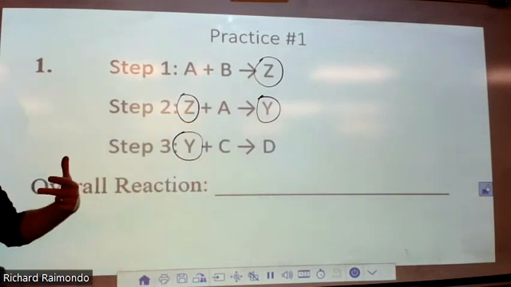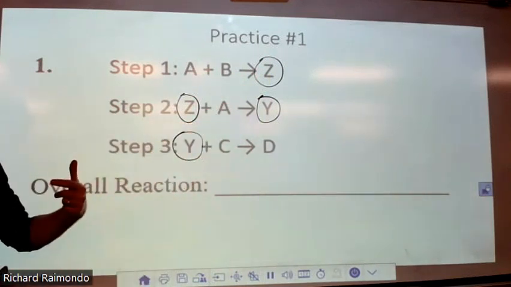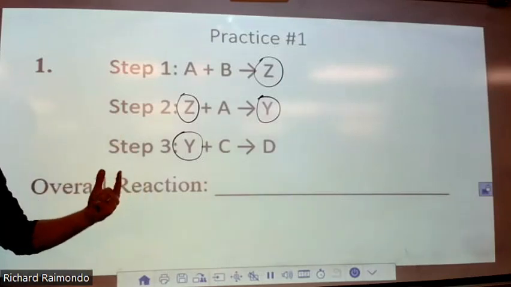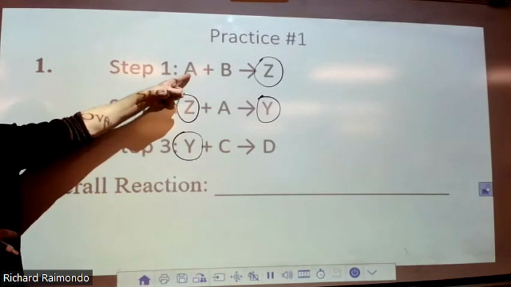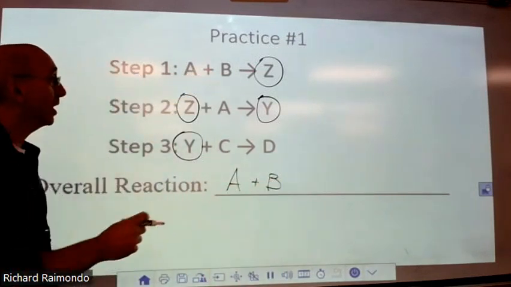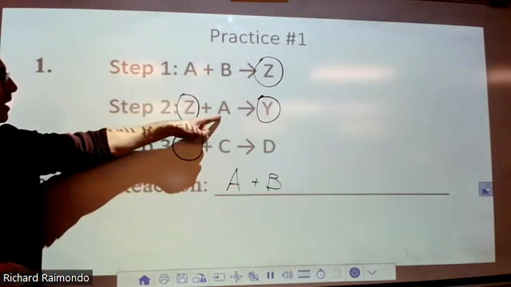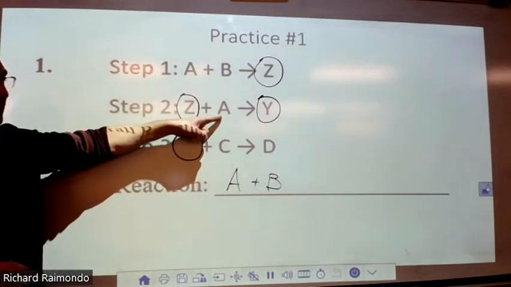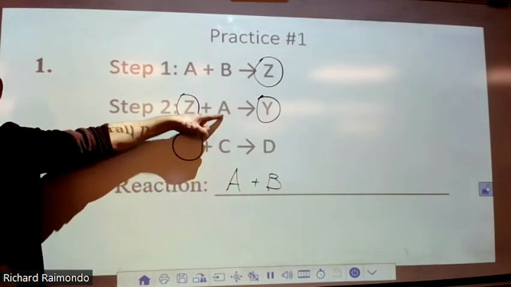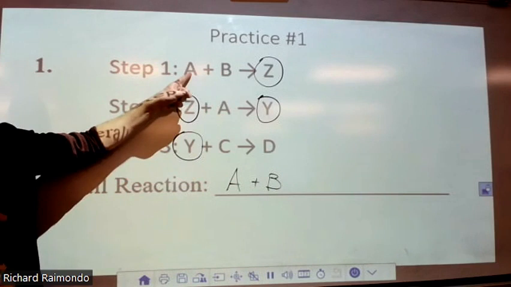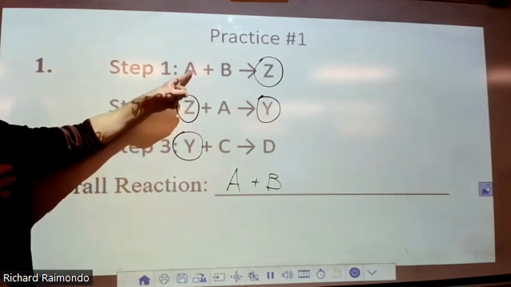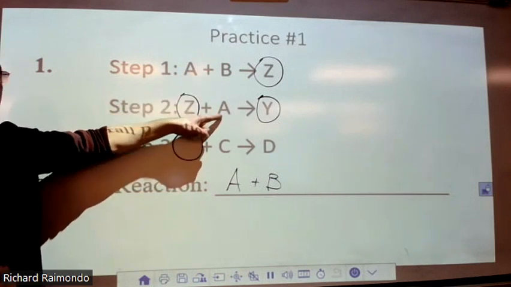So what's the overall reaction? So what did we put in? What are the reactants in this? A plus B. All right, so A plus B. We didn't use those up. I mean, we did use those up. What about this? That's also A. Very good. So, is that a different A or is it the same A? It's another A, right? It's still A, right? But this is another A.